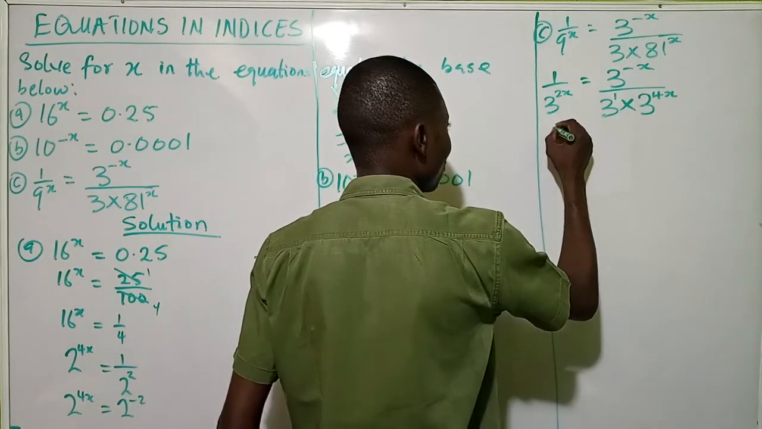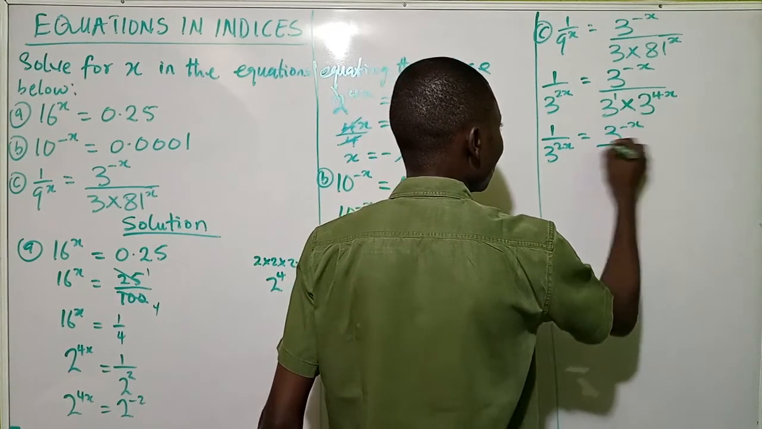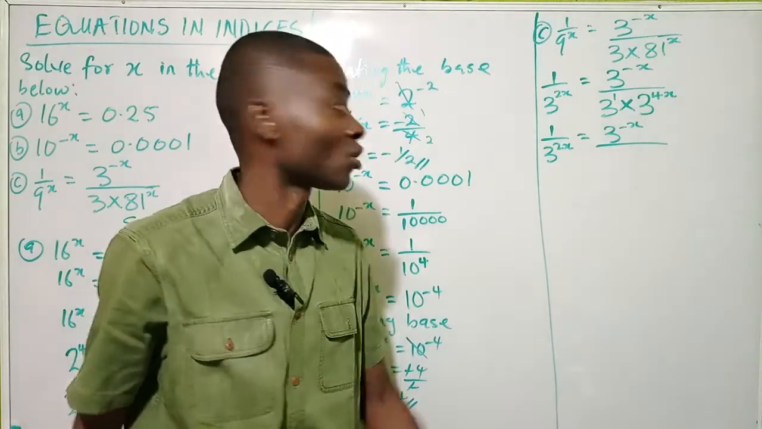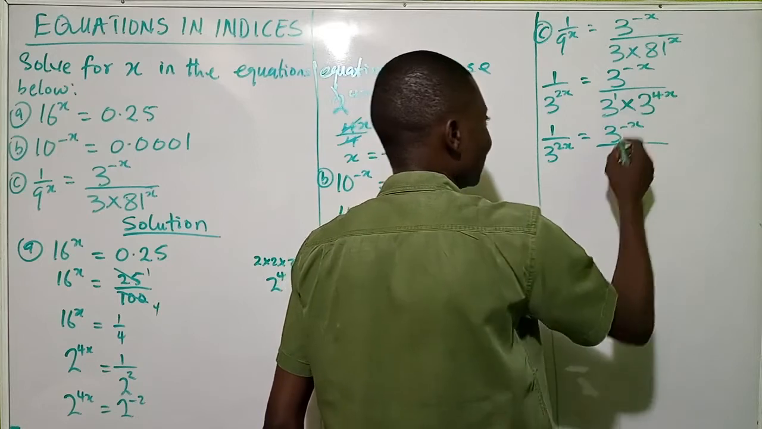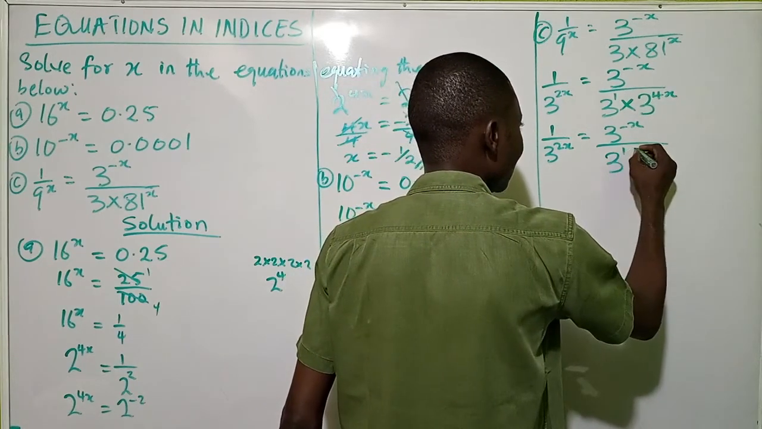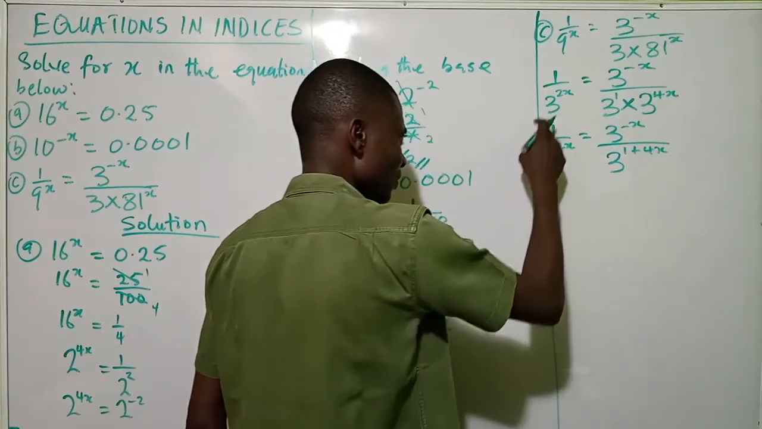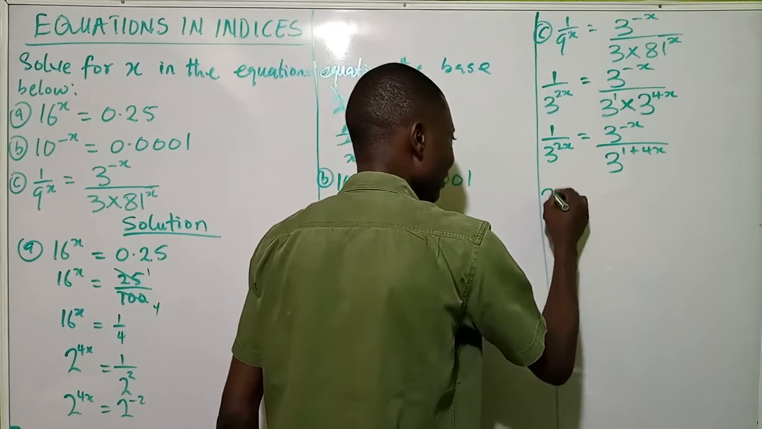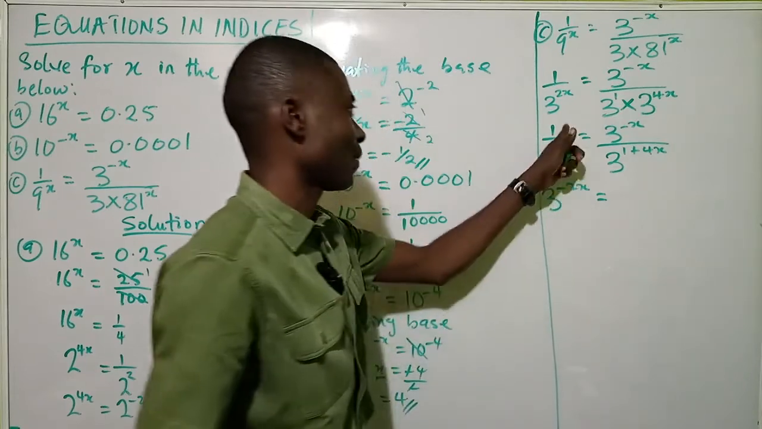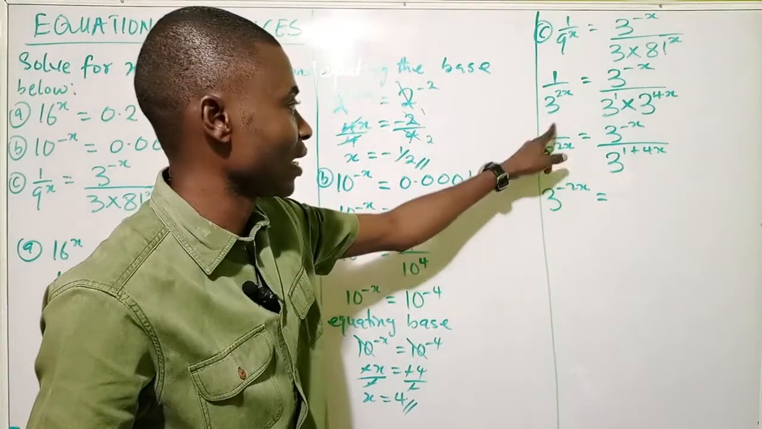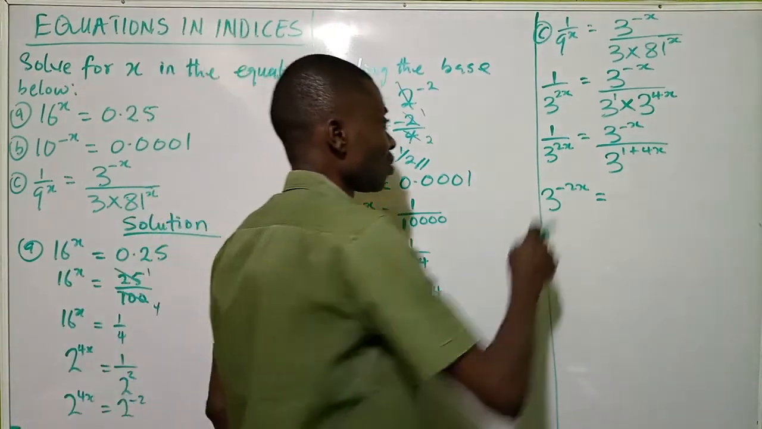Now this is still the same as saying 1 over 3 raised to the power of 2x equals 3 raised to the power of minus x over, I'm going to apply the multiplication law here. Multiplication: if the base is the same, what would I do to their powers? I should add the powers. So this is 3 raised to the power of 1 plus 4x. Okay? So this now is the same thing as saying 3 raised to the power of minus 2x equals, apply the negative index law here. Negative index law, that's what I apply there.